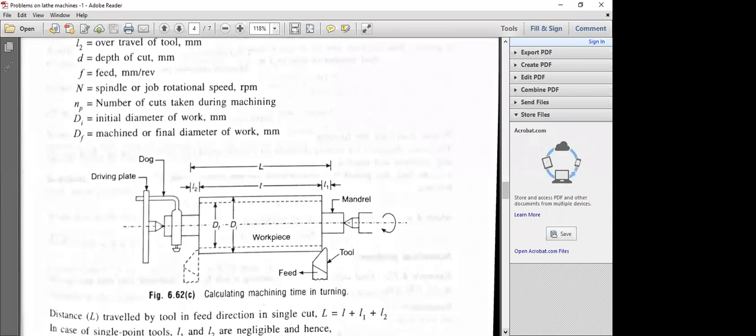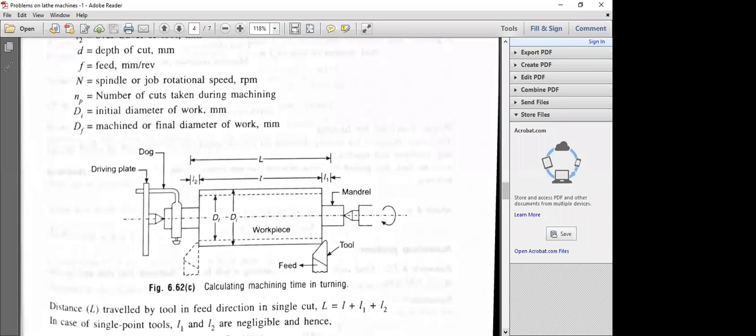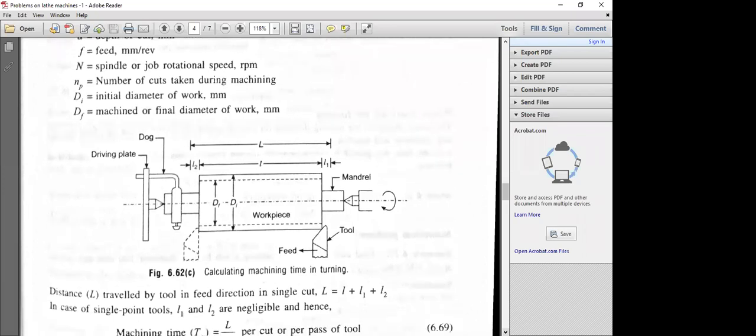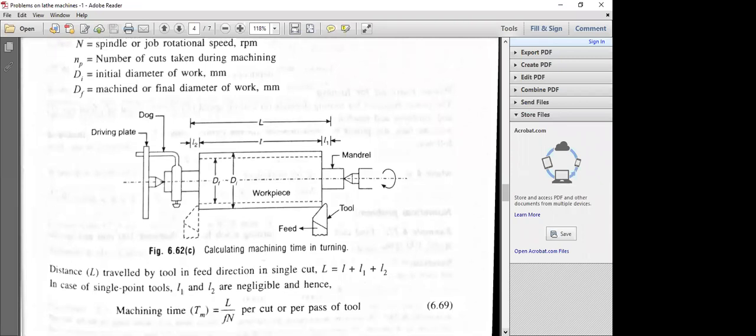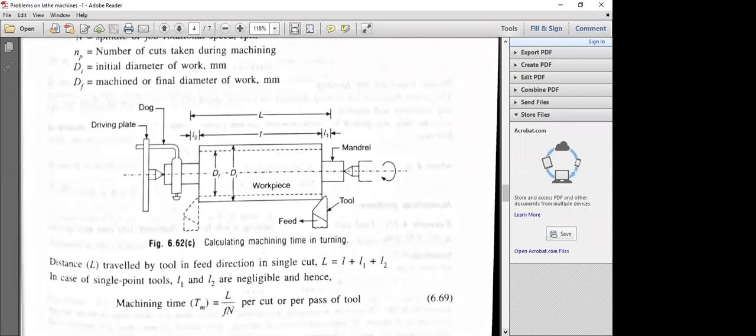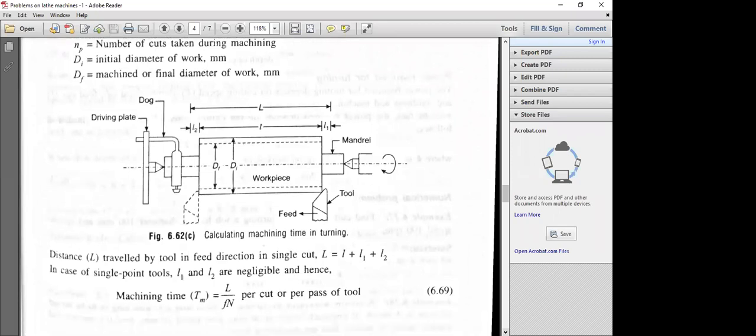So capital L is equal to small l plus L1 plus L2. In case of single point tools, this L1 and L2 are not there, because these are negligible and we have to neglect them. Only in case of a multi-point cutting tool is capital L equal to l plus L1 plus L2 valid. So all these are the things we have to get into your mind.